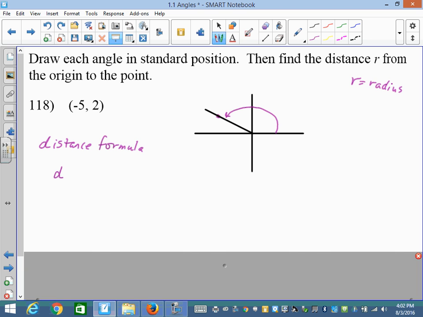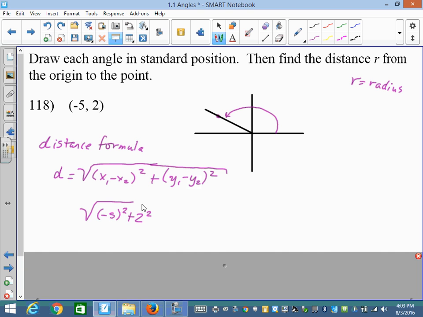So d equals the square root, d being distance, the square root of the difference of your x's squared, plus the difference of your y's squared. But here's what's nice, my second ordered pair is (0, 0). So really, this is just going to be the square root of -5 squared plus 2 squared, which gives me the square root.